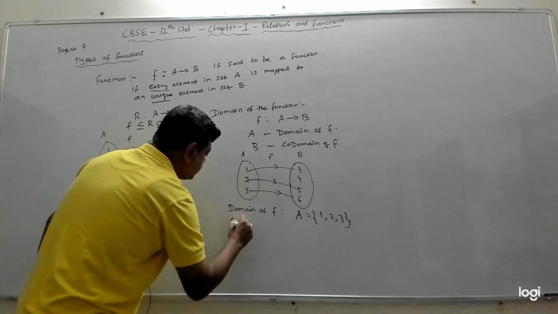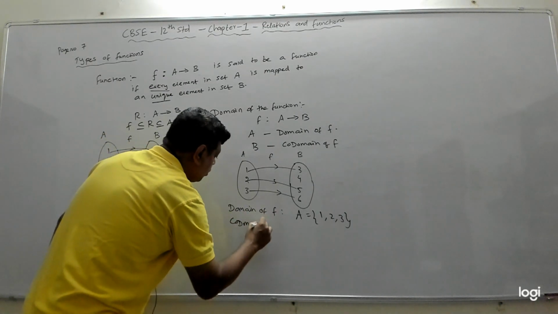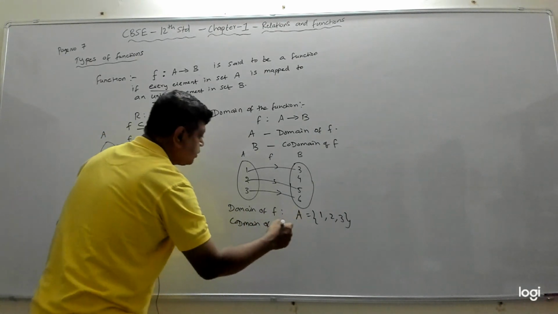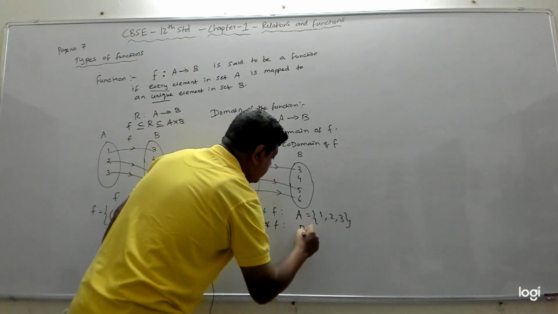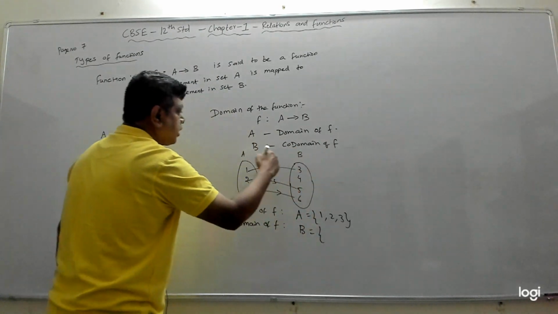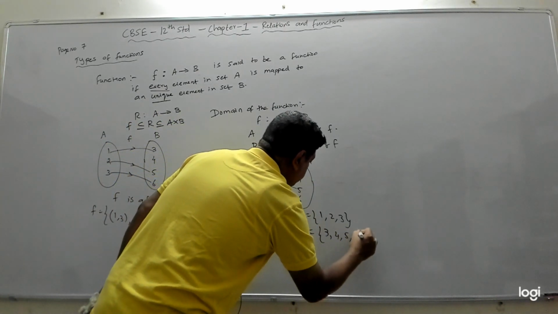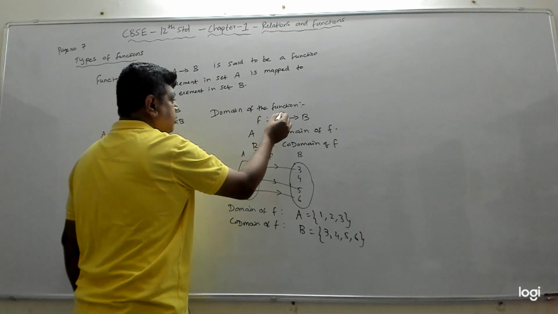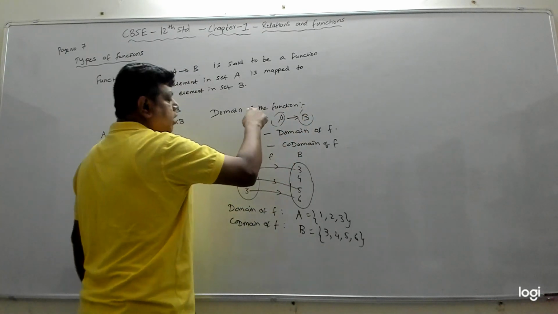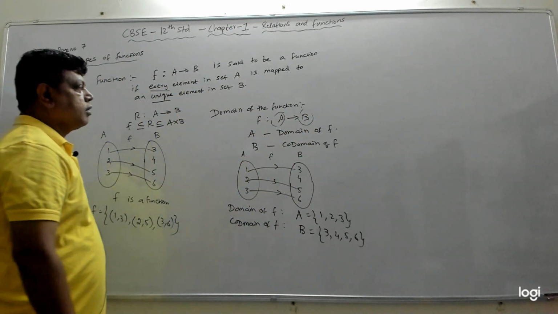And codomain of f is also a set, which is the B set. So B equals, you have to take all the elements in B. The complete B is the codomain, which is 3, 4, 5 and 6. So always this set is the domain and this set is the codomain for a function. Fine.